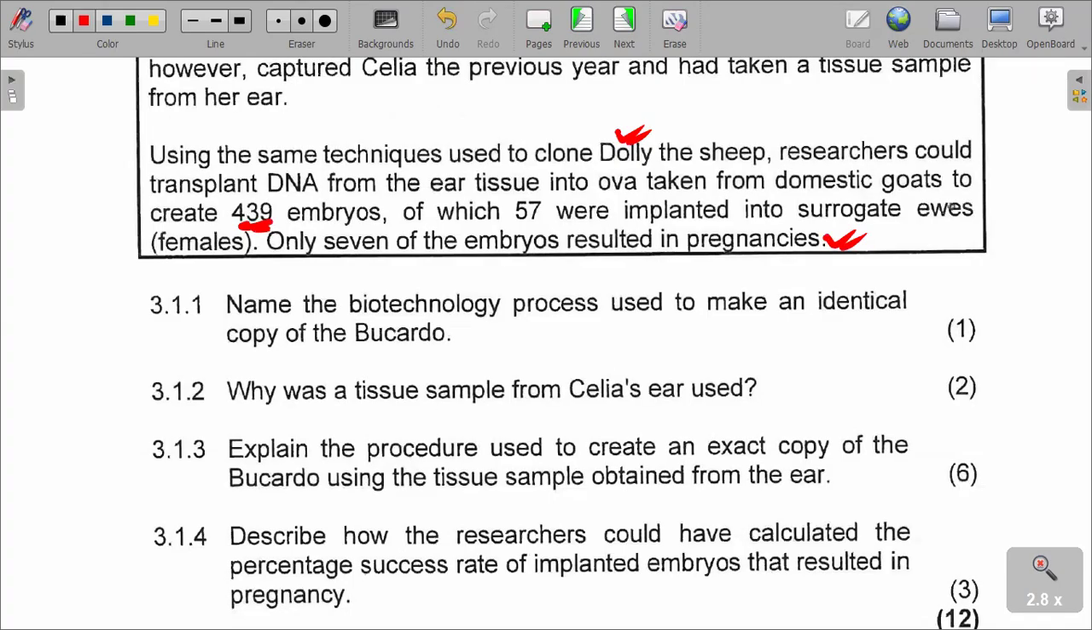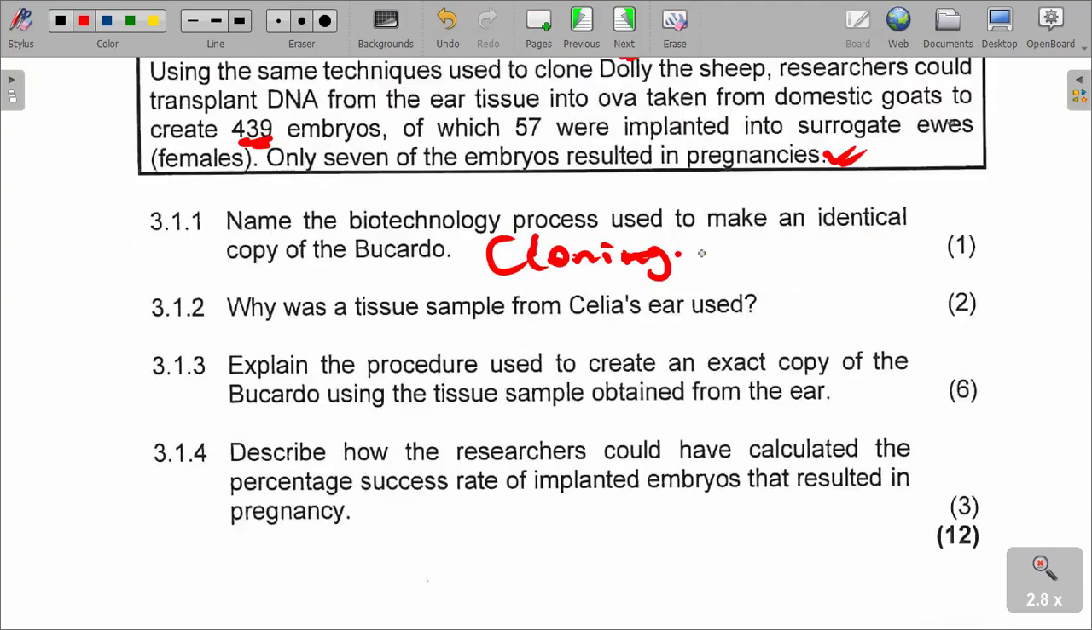The question is saying, name the biotechnology process used to make the identical copy of the Pyrenean ibex. This is cloning. And why was the tissue of the ear of Celia used?